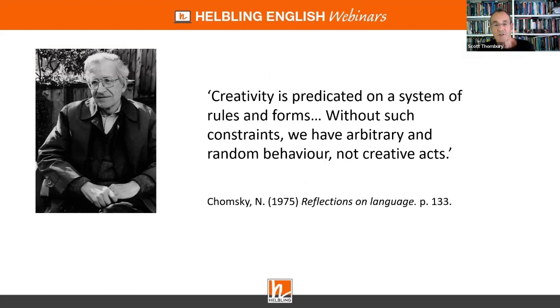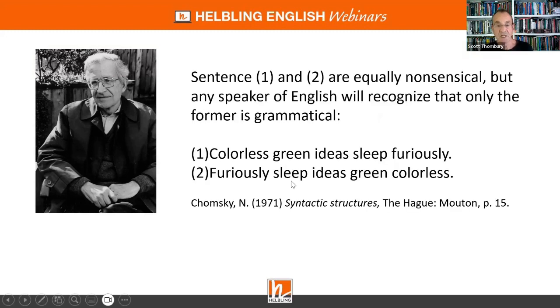He concluded from this, or one of his arguments was that creativity in language is based on a system of rules and forms. You've got to have the rules, those rules that make a sentence like colorless green ideas sleep furiously grammatical, whereas the other one is not. That's the system. Those are the rules. Without such constraints, we have chaos. We have arbitrary and random behavior, not creative acts. We have sentences like furiously sleep ideas green colorless. We don't want that, do we?